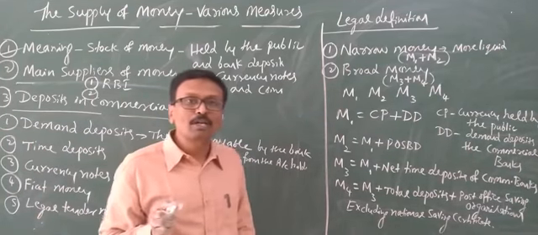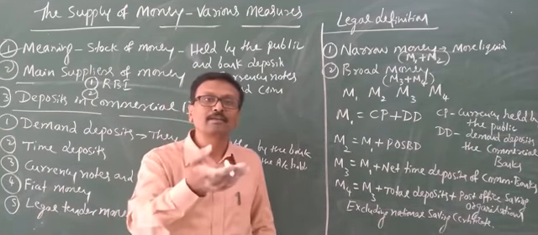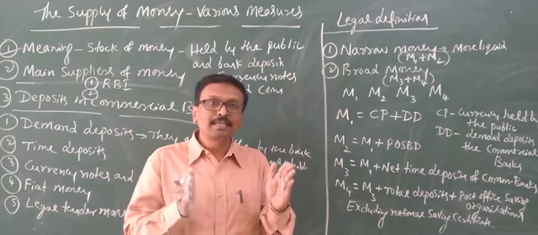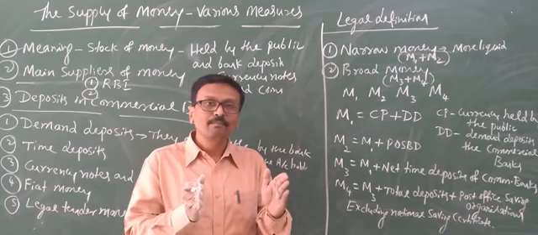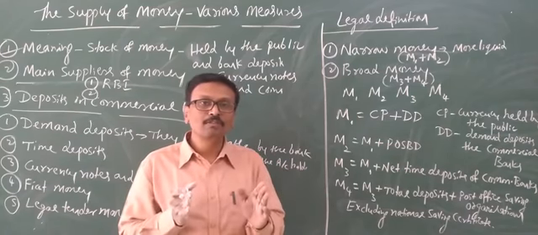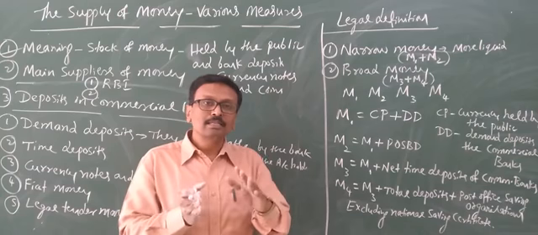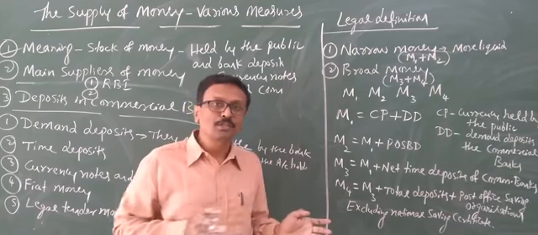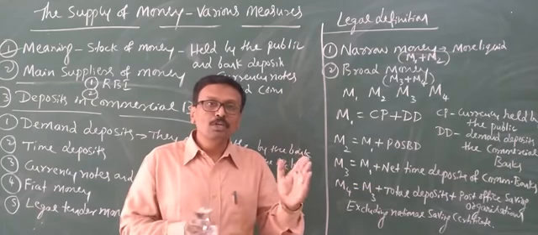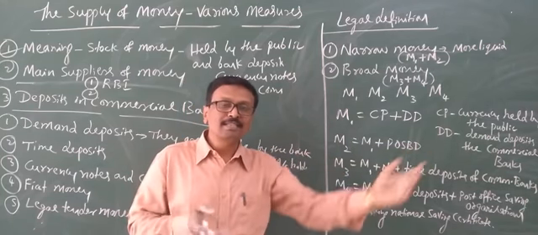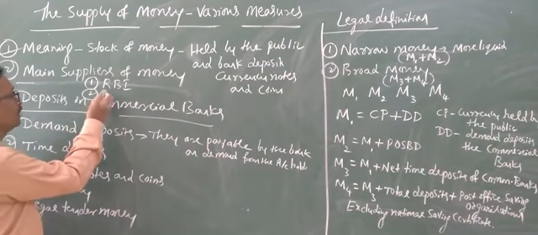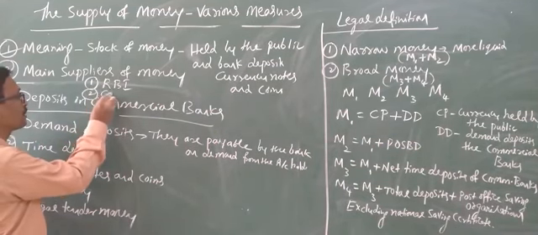Commercial banks provide loans and advances to the public against a rate of interest, and thereby increase the supply of money. The Reserve Bank of India increases the supply of money by issuing new currency notes to the public and providing loans and advances to commercial banks against rediscounting of bills. The main suppliers of money are the Reserve Bank of India and commercial banks.